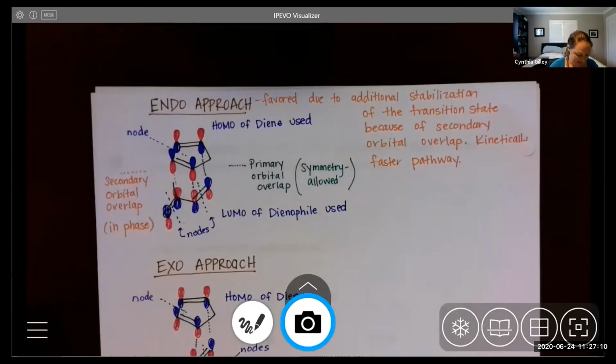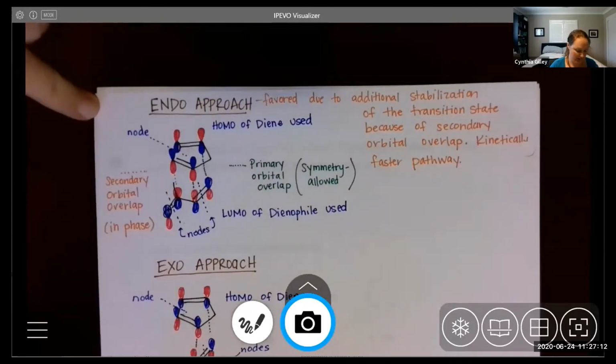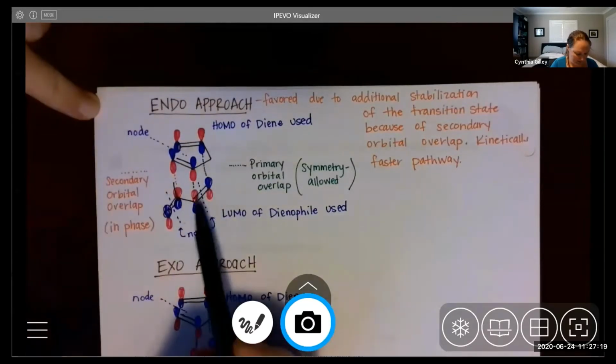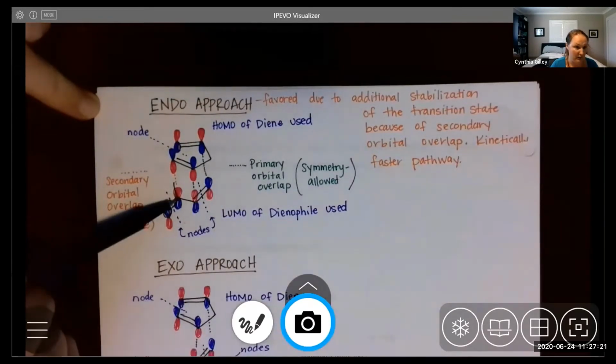Okay, the secondary orbital overlap, right, is this p orbital, not one of the alkene ones, but off to the side on the electron withdrawing group.